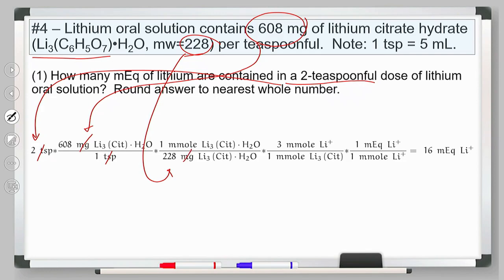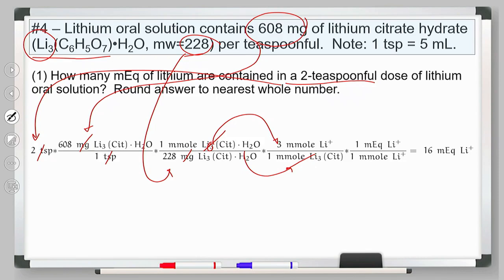Okay. Now this is the trick. Let's look at the formula. How many lithium molecules are in 1 molecule of lithium citrate? 3. Do you see where it says Li3? I want to make sure you see where that number is coming from. Because there are 3 lithiums in there, that means there are 3 millimoles of lithium for every 1 of the parent molecule. You get 3 lithiums from every 1 lithium citrate. Okay? That converts from millimoles of lithium citrate to millimoles of just lithium.